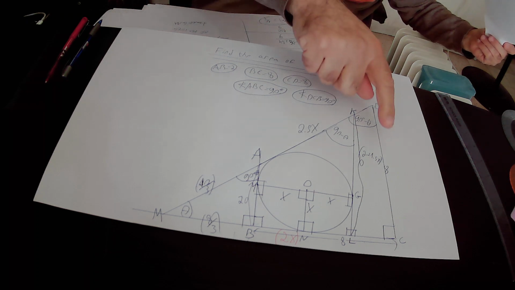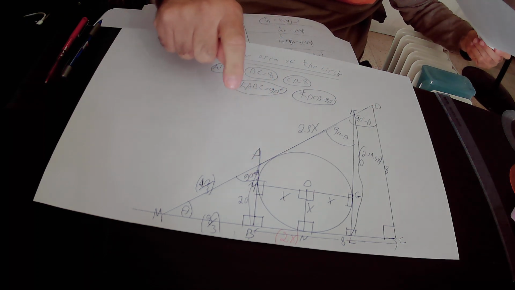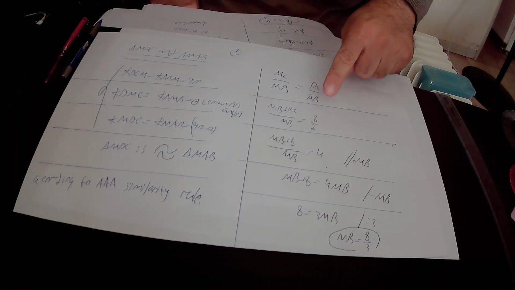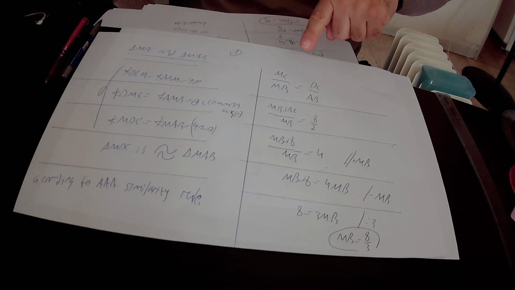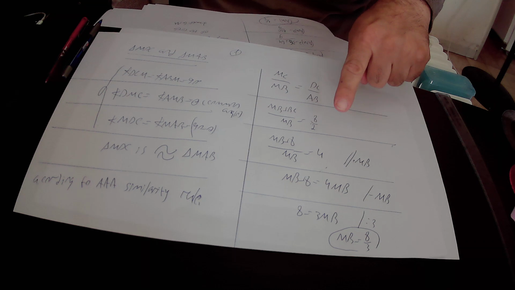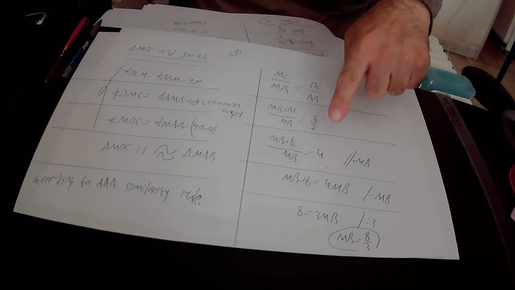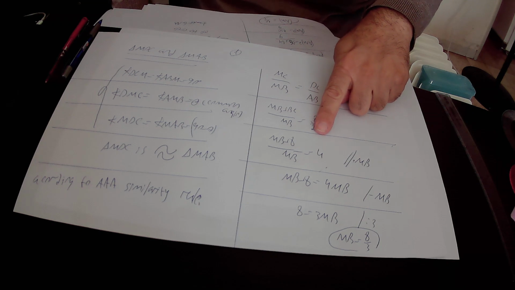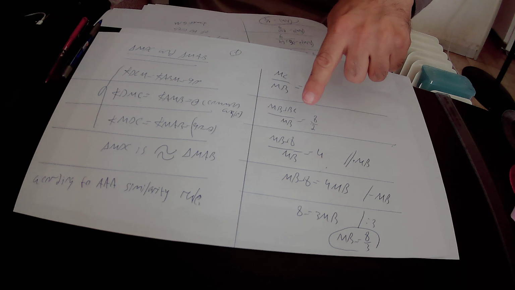DC equals 8 units and AB equals 2 units. This is 8, BA is 2. So in conclusion, we found that MB plus BC over MB equals 8 over 2. 8 over 2 is 4. So MB plus BC, that is 8, over MB equals 4. We multiply this equation by MB and finally we found that 4 times MB equals MB plus 8.